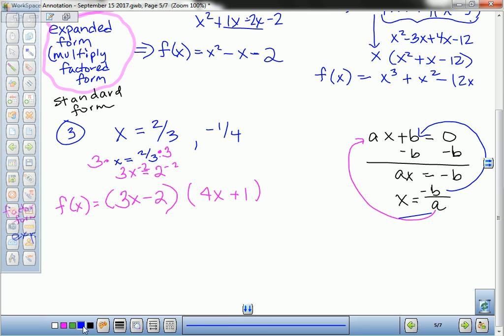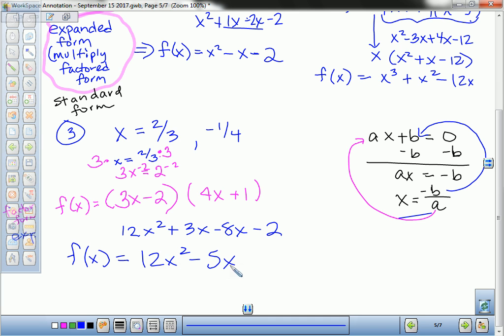Okay, so we can finish up expanded form on this one by distributing. 3x times the 4x is 12x squared. 3x times the 1 is 3x. Negative 2 times the 4 is negative 8x. And negative 2 times 1 is negative 2. So my expanded form would be 12x squared minus 5x minus 2.